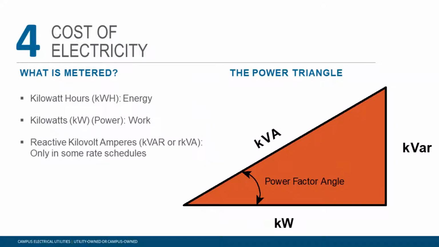So let's talk a little bit about how electricity is priced, the cost of electricity. So what is metered and what is billed for? So the biggest thing that's billed for on an energy bill is the energy itself in kilowatt hours. Then also utilities will typically bill a larger customer for the kilowatts. We equate that to work. It really is just a measure of the amount of kilowatt hours that are being used at any one time.